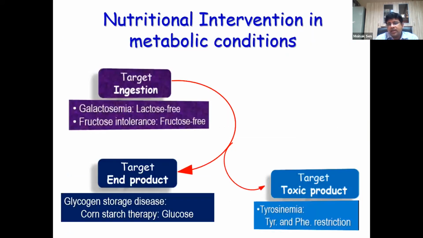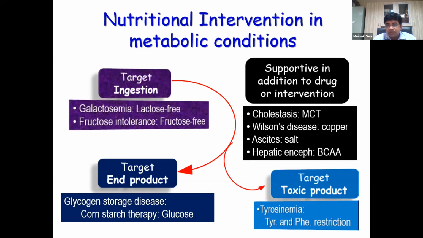If you look at metabolic conditions which are unique to children and not to adults, you have to understand that metabolic conditions can occur at various levels. So the nutritional intervention is always targeted either to the ingestion, like galactosemia and fructosemia, or to an end product, like cornstarch therapy, where glucose is required. Or it can be to circumvent a toxic product, and that is like tyrosinemia.